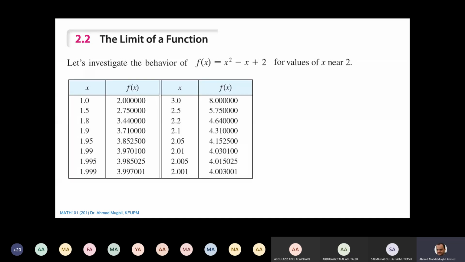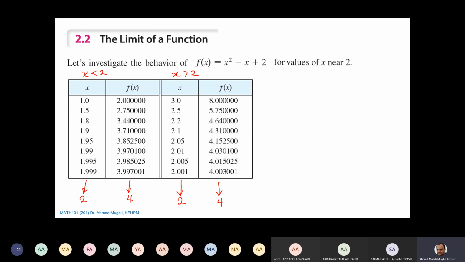As you can see, this function is a polynomial. It is a quadratic function, so it is not that difficult. It is easy. It is continuous. It is defined everywhere because the domain of this function is all the real numbers. If you make a table of values close to 2, you can see that when x approaches 2, the value of the function approaches 4. Here also, when you are close to 2, this also will be close to 4. The difference is that here x is greater than 2, and here x is less than 2. So the values here are greater than 2, and the values there are less than 2.